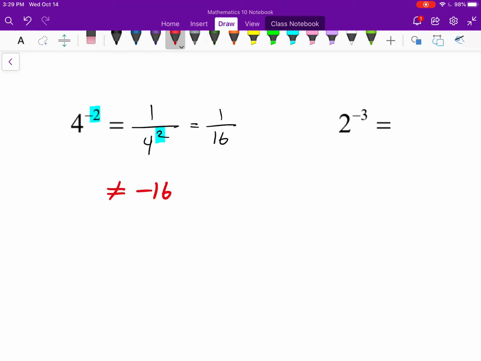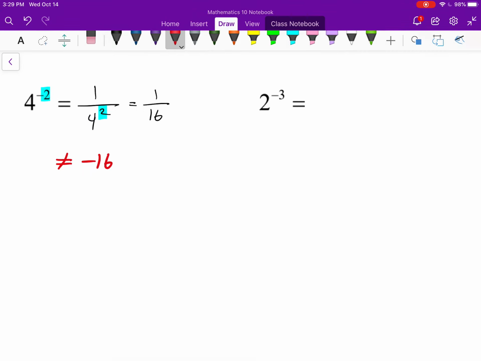All right, so what does 2 to the negative 3 mean? It means 1 divided by 2 divided by 2 divided by 2, which is the same as 1 over 2 to the positive 3. Which is the most important part to me. 2 times 2 times 2 is 8, so I can write it as 1/8.